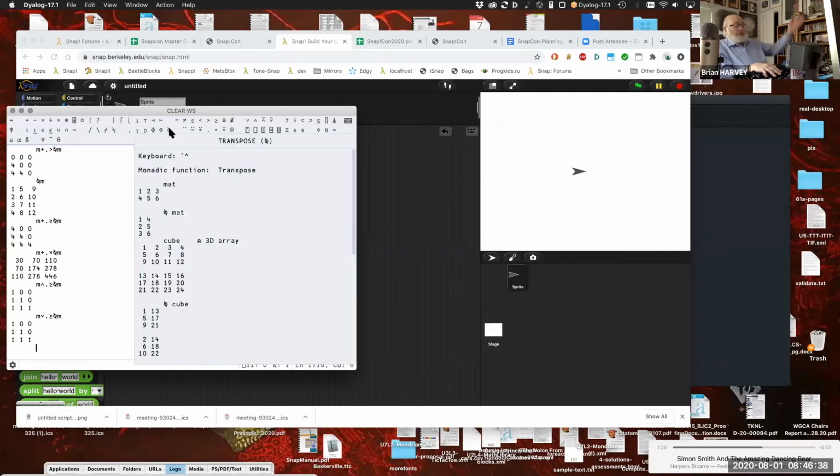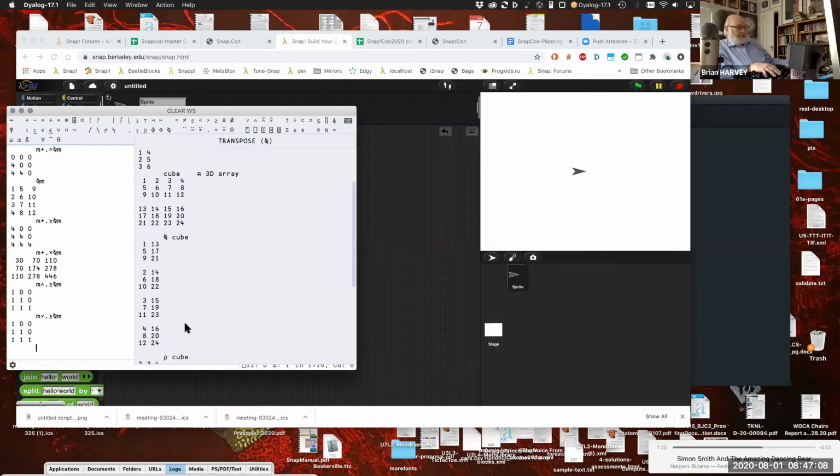And in a transposition, the axis of symmetry is diagonal, right? You flip. So what used to be rows is now columns. What used to be columns is now rows. And you can do this, as you can see in this example, not just to matrices, but to three-dimensional arrays. So this is 1, 5, 9, and then 13, 17, 21, taking this vertical slice through two planes and making a matrix out of it, and so on.